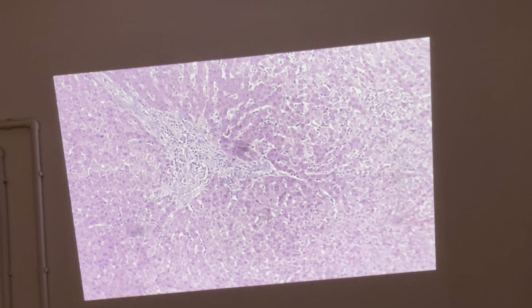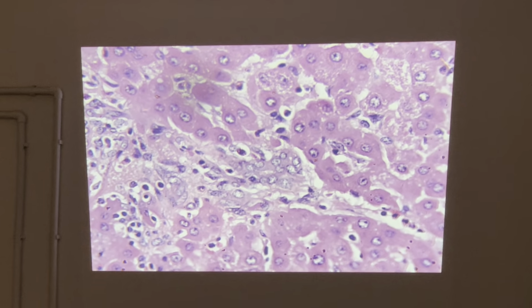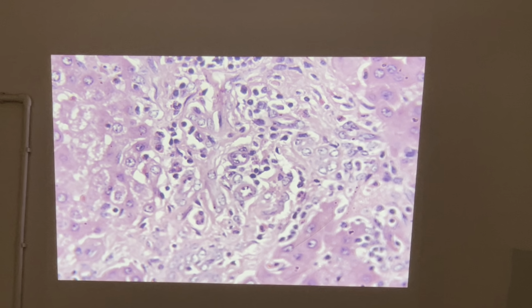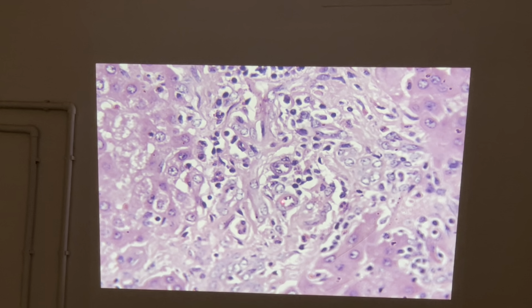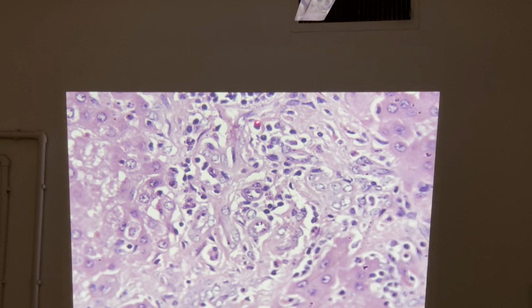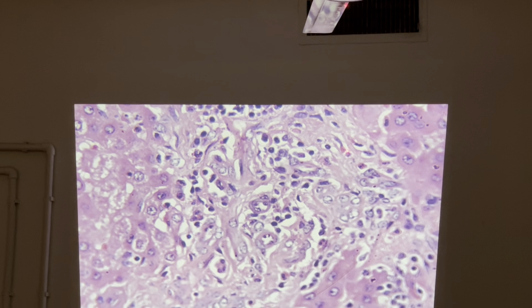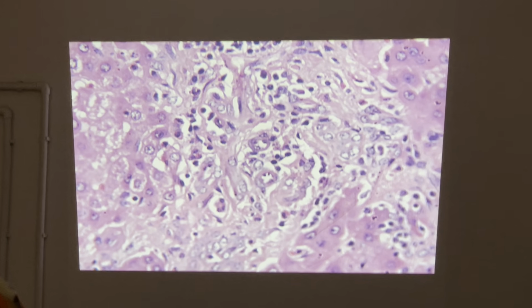Let's move to the portal area. This is a portal area. What do we have inside the portal area? Just as a reminder, this is a branch of the hepatic artery, the branch of the portal vein. So there is an infiltration of what? Inflammatory cell plus fibrosis. So this section is what? It's a chronic inflammation. But what about the diagnosis?